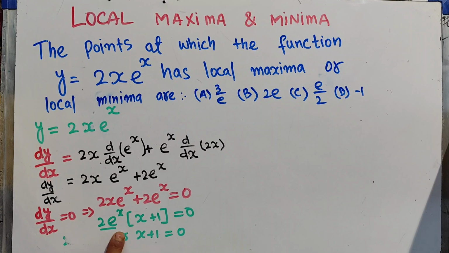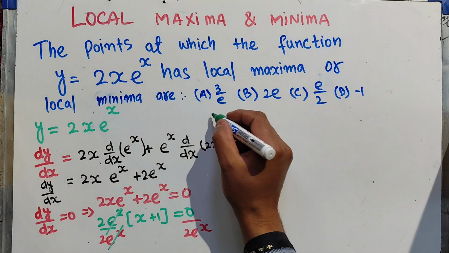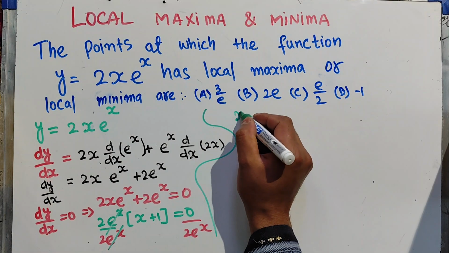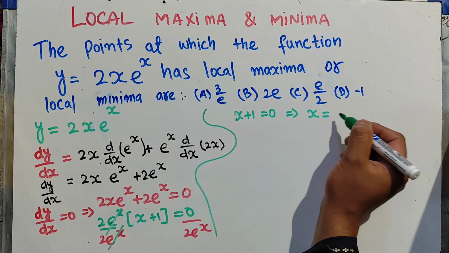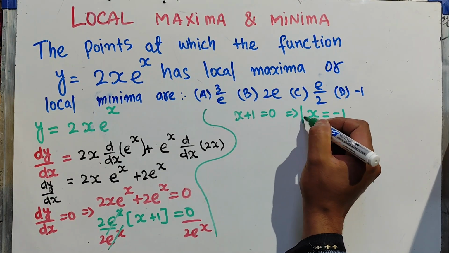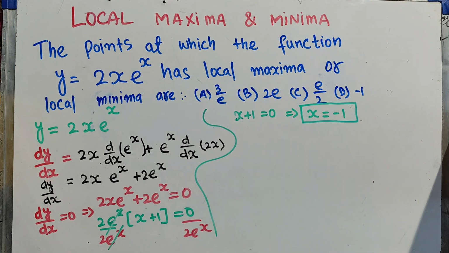Or let us simply divide both sides by 2 e raised to the power x. If we divide by 2 e raised to the power x, this term gets cancelled, and we are left with x plus 1 is equal to 0, which implies x is equal to minus 1. This is the critical point. So the first order condition, or the first derivative, gives us the critical points.